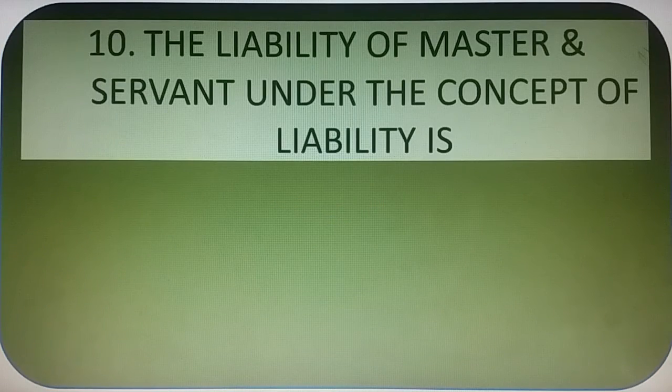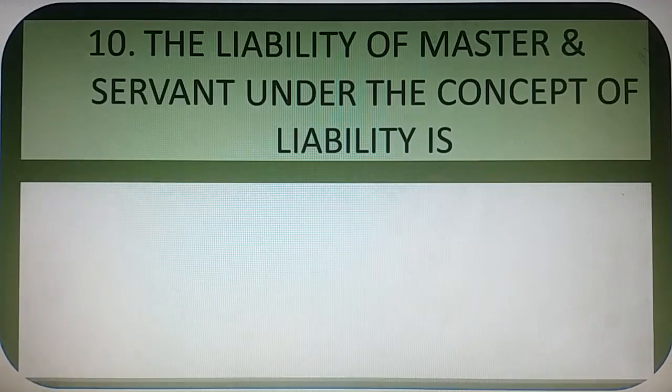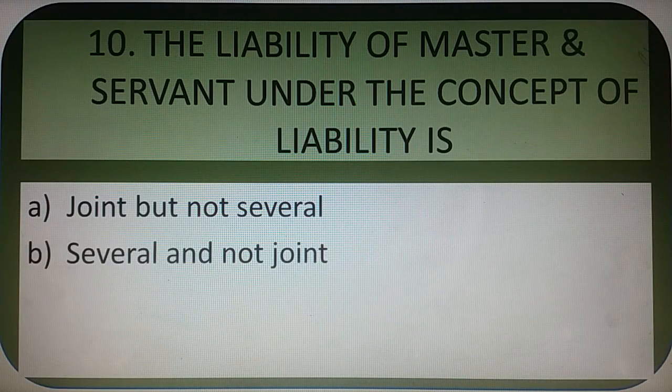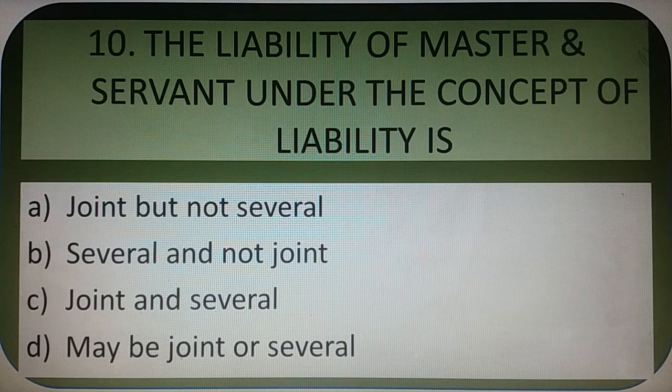Question 10. The liability of master and servant under the concept of liability is, these are the options, and the answer is C, that is joint and several.